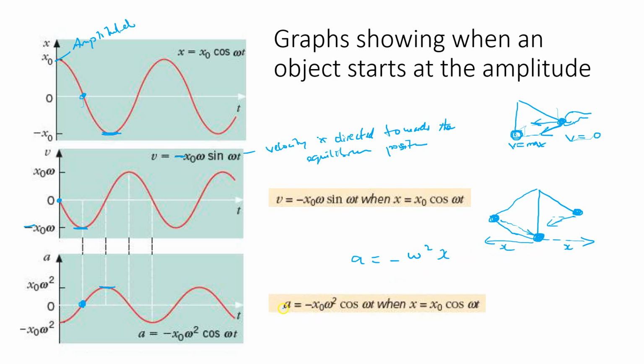And obviously, if the object is starting here, then you can clearly see that it's going to be a cos graph, right? So acceleration is equal to minus x naught omega squared cos of omega t, right? So that completes this acceleration graph.